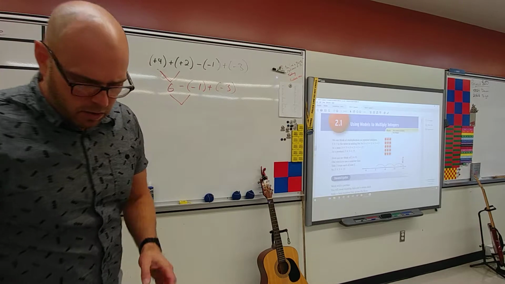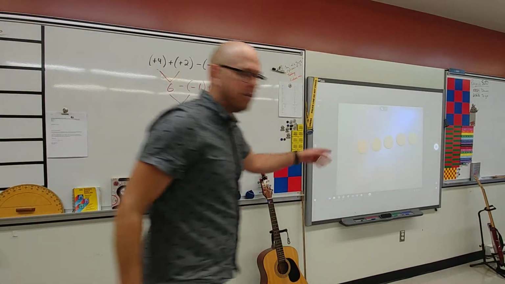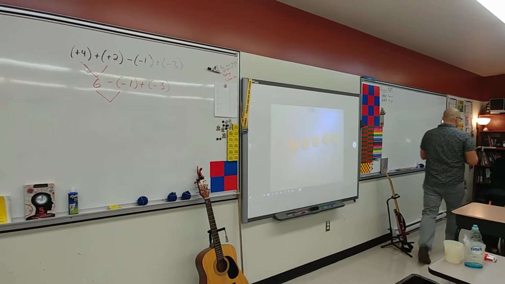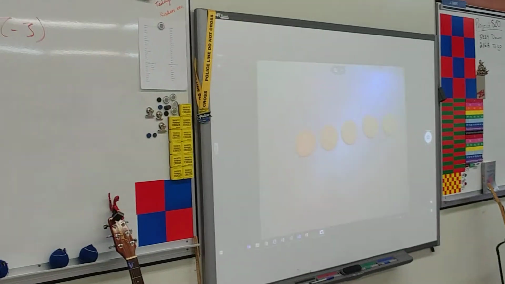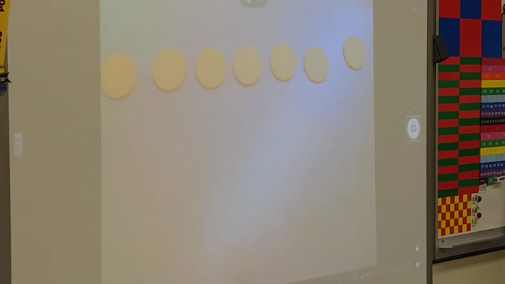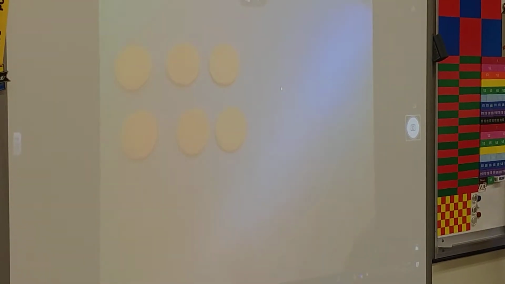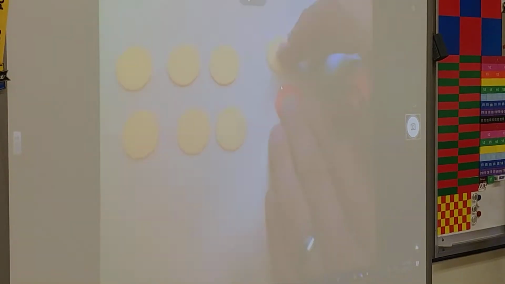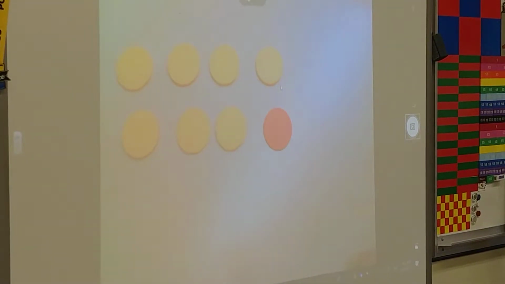Let's represent that really quick with our integer tiles over here. Can you zoom in on me here? We got 6 minus negative 1. I've got 6 here. But how do I do minus a negative 1? I don't have any negative 1s. Well, look at this. Is this still 6? Yes, it is. 6 minus negative 1. What's my answer? It is 7.